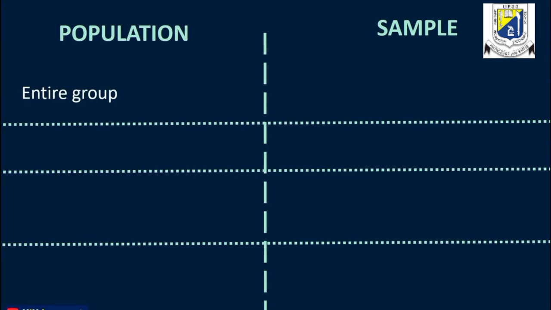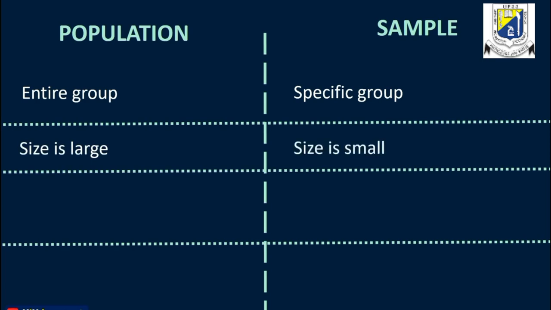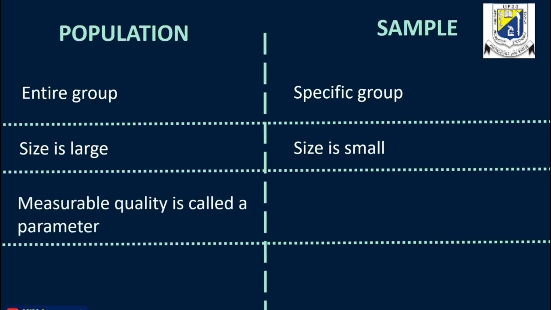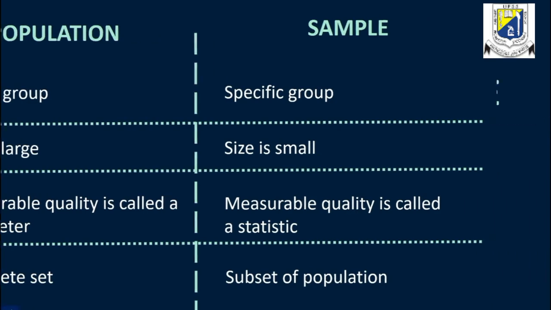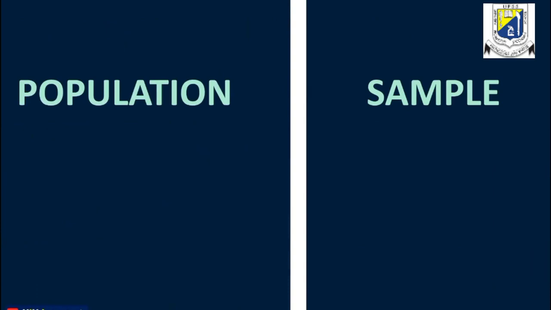Now, population focuses on the entire group, while sampling has to do with a specific group. Population is large in size, while sampling is small. Population measures quality, that is known as parameter, while sampling measures the quality that is called statistics. Population is complete, while sampling is just a subset.